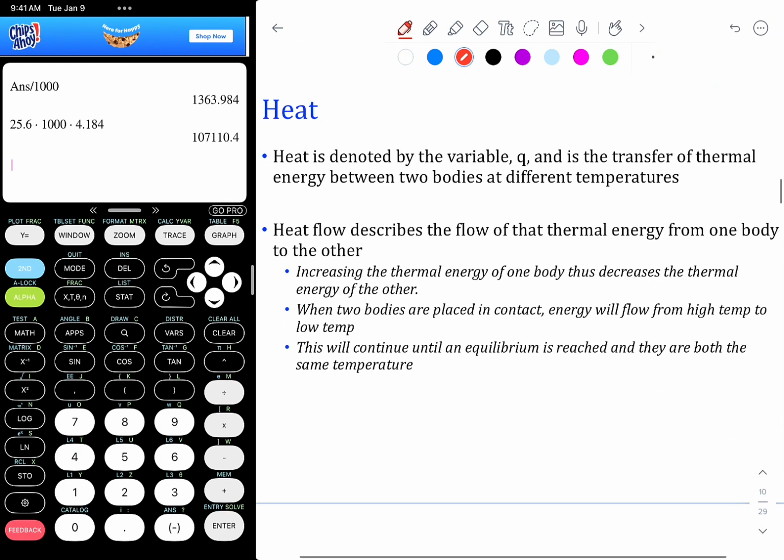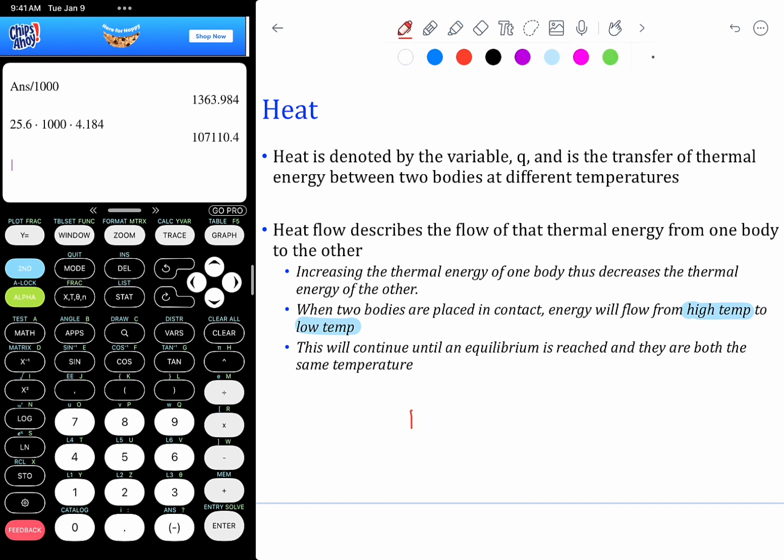So we're going to talk about heat a lot in this chapter. Heat is denoted by the variable Q and is the transfer of thermal energy between two bodies at different temperatures. Heat flow describes the flow of that thermal energy from one body to the other. Increasing the thermal energy of one body thus decreases the thermal energy of another. When two bodies are placed in contact, energy will flow specifically from the higher temperature to the lower temperature. So the natural flow of heat is always from highest to lowest.